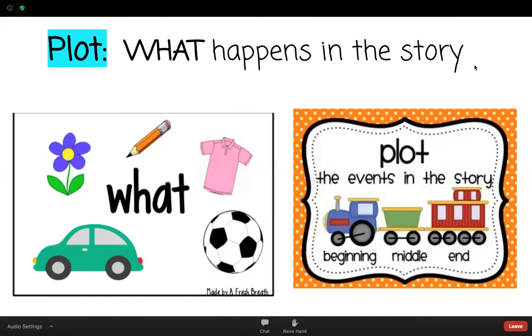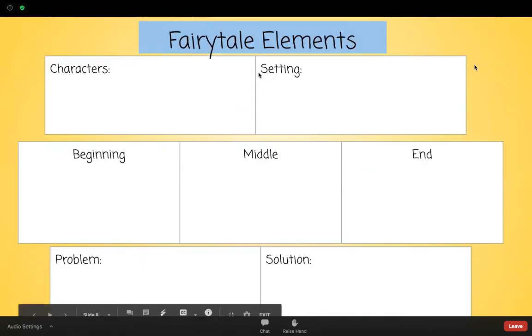So let's continue on, and I'm going to start by reading our story for today. Let's see if we can fill out this chart. It looks really, hopefully, not too complicated, but we have different parts of the story, which I just mentioned: the characters, the setting, the beginning, middle, and end of the story, and the problem and solution.